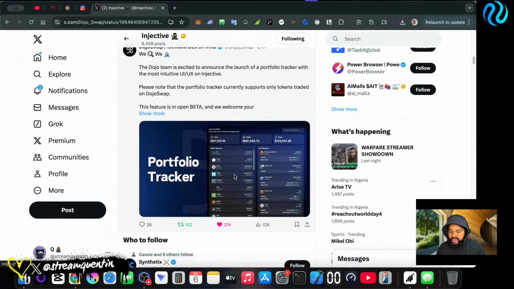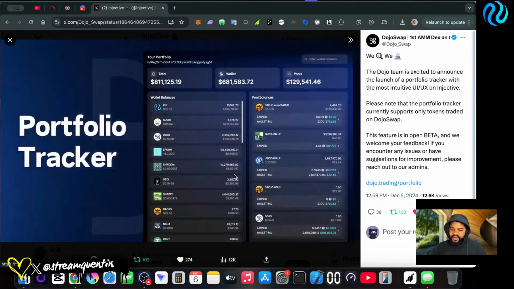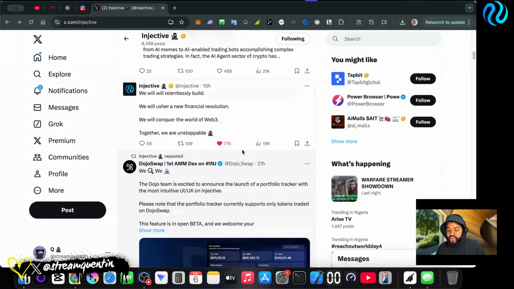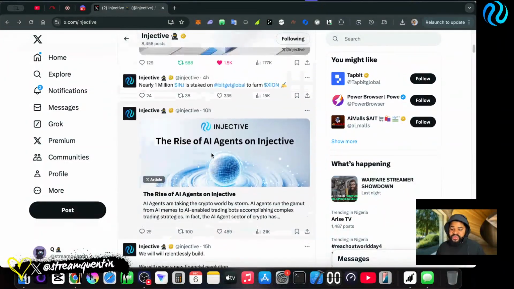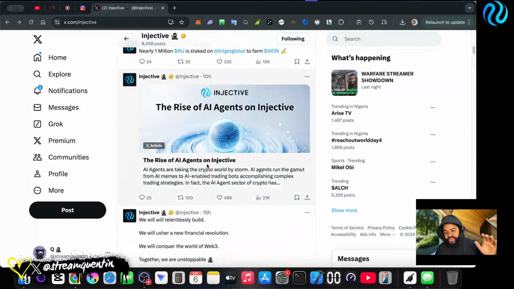As you can see here in this image, we have things like the token itself, Sushi, Dojo, Quant. Oh yeah, okay, you have pool balance, but I'm sure Quant is also going to be among these wallet balances, right? So it's a good thing to see that more people are trying to make the whole thing better. And of course, the talk point of this particular season, the AI season, right?